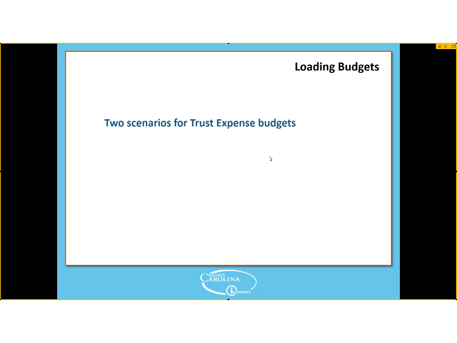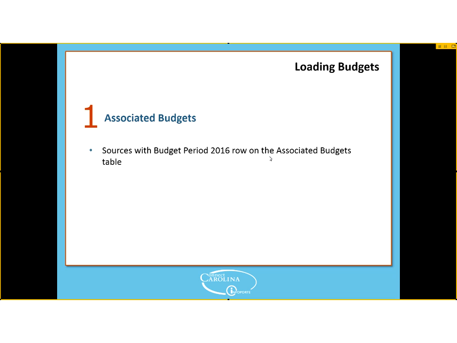Now, for trust budgets, we have two different scenarios, all right? So the first is whether or not that budget is associated, and then something different happens if it is a non-associated trust expense budget. So let's talk about the difference between these. Let's start by talking about the associated budgets.